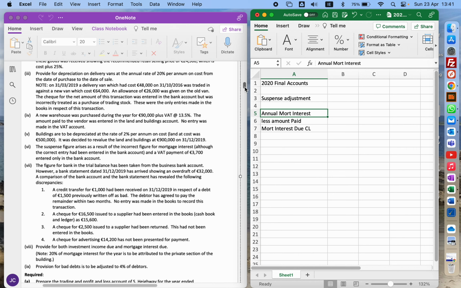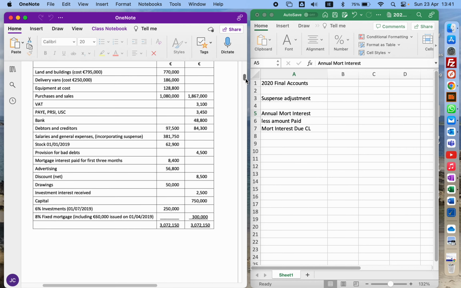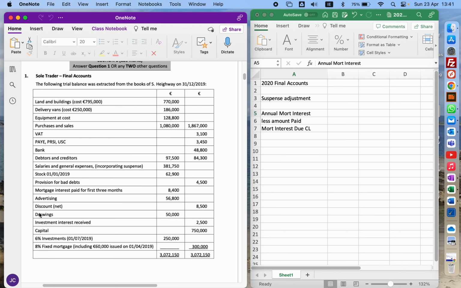Okay, so let's get some information in relation to the mortgage itself. So it says mortgage interest paid 8,400. That's wrong. Okay, that's the number that has caused the suspense to arise. So let's have a look at our mortgage. And this again is very standard. So the mortgage has been increased. So therefore we'll treat it as two different mortgages, one for 60 and one for 240.